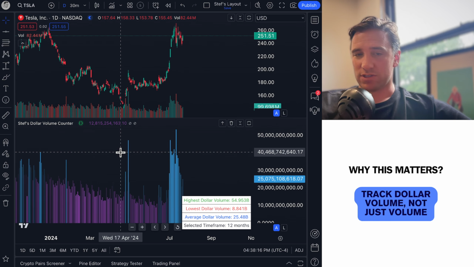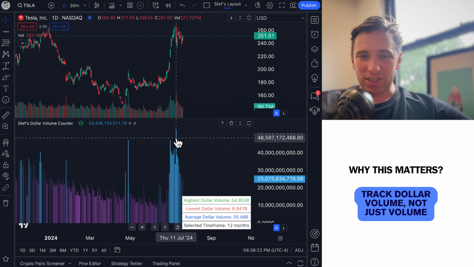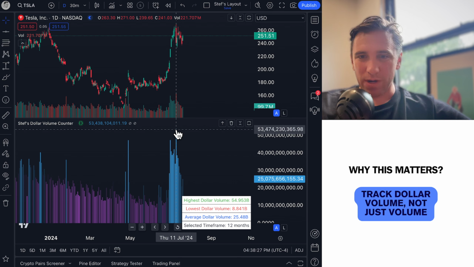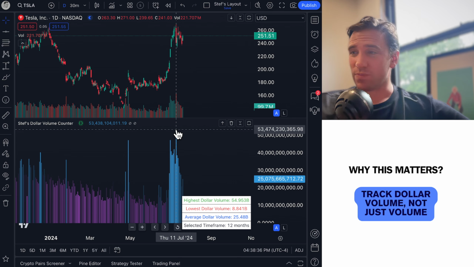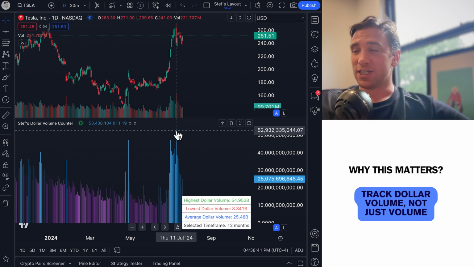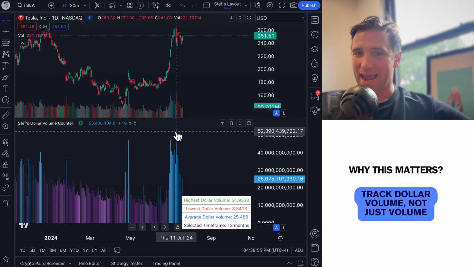Well, if you have $500 and you're trading Tesla and you open up my dollar volume counter, you'll quickly see that just a few days ago, some $53.4 billion worth of Tesla was traded in a single session. So if you have $500, that's a fraction of a percent of all of the volume that was traded on this day. You're going to be able to get in rather easily and get out rather easily. You're basically just a little tiny mosquito on the wall in the grand scheme of things. So you can really put into perspective what that money means at a large scale.